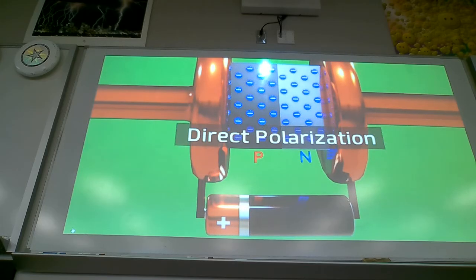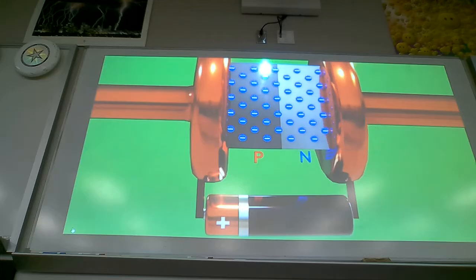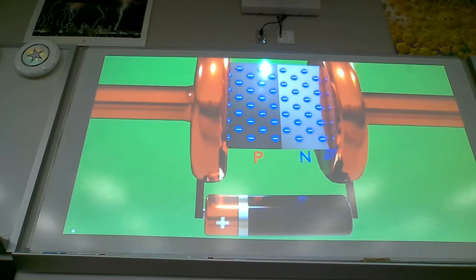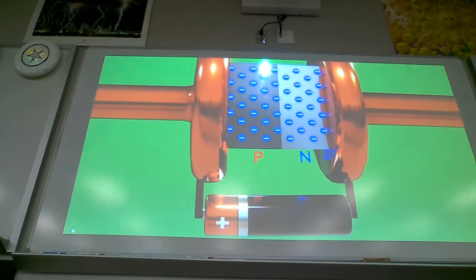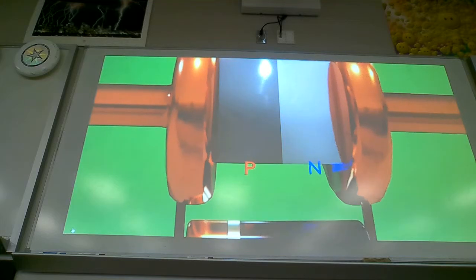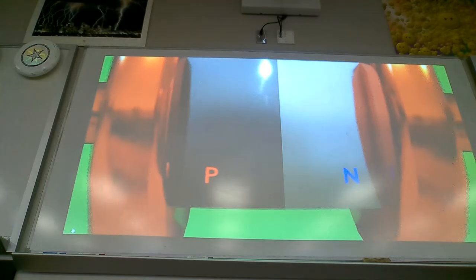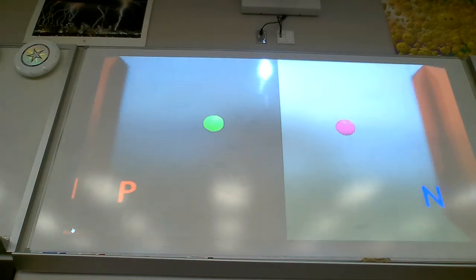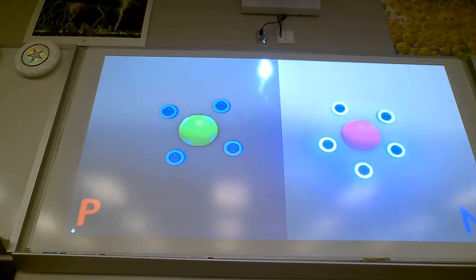This case is known as direct polarization, and it is precisely here that the physical phenomenon that produces the emission of light occurs. If we return to our visualization of the atomic structure, and we focus exactly on the point in which the 2 semiconductors make contact, we are going to find that electrons are being moved from an atom with more valence electrons to an atom with fewer valence electrons.